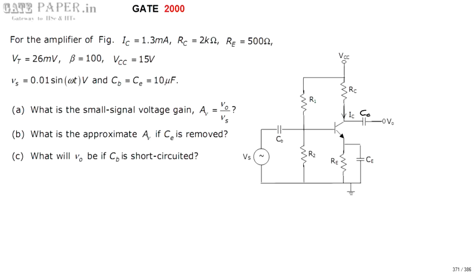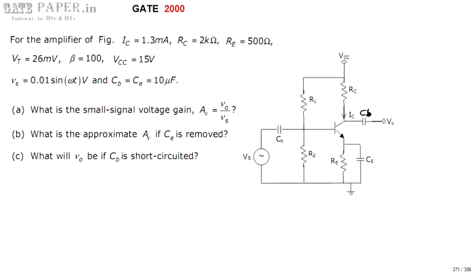For the common emitter amplifier, it is given that IC, the collector current, is 1.3 milliamperes. RC, RE, VT, beta, and VCC values are given, and the input voltage Vs is also given, that is 0.01 sin omega t. And CB, CE values are also given. CB or CC you can say, a blocking capacitor or coupling capacitor, both have the same meaning. CB and CE values are given as 10 microfarad.